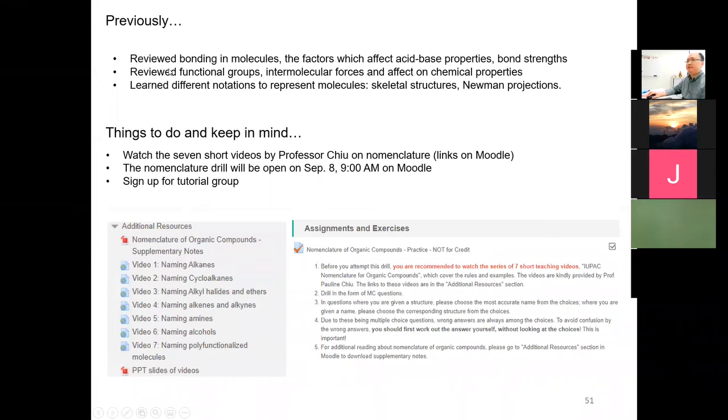We have briefly reviewed them last time. And also we have briefly reviewed the functional groups concept and what kinds of intermolecular forces and their effects on chemical properties. And also for something new, we have learned different notations to represent molecules. Especially, I asked you to learn how to draw skeletal structures, and also Newman projection is something new, and we will continue to learn this time.